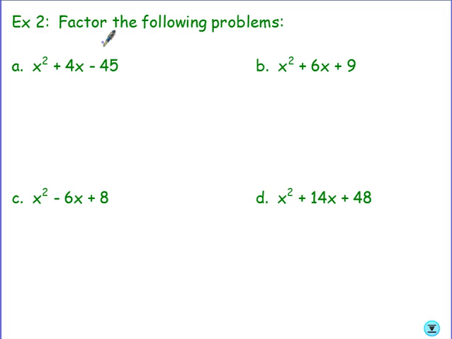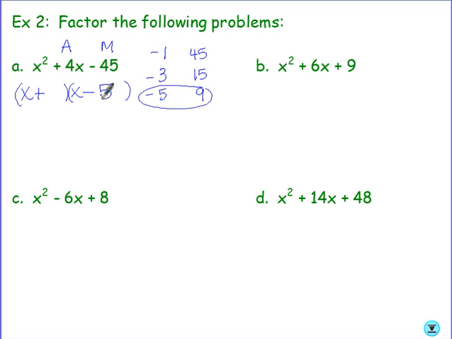We are multiplying to give you negative 45 and adding to give you 4. And that means we have x and x. One positive, one negative. The bigger one's positive. My pairs were 1 and 45, 3 and 15, and 5 and 9. The bigger one was positive. The only pair that worked out of that set was the bottom one. Negative 5 and positive 9.